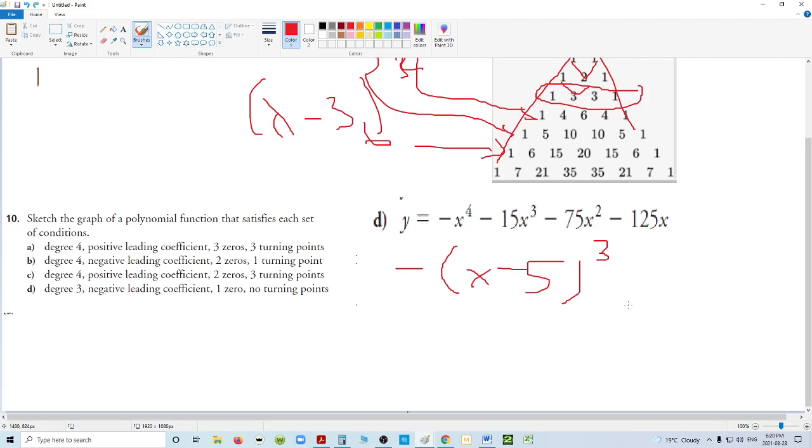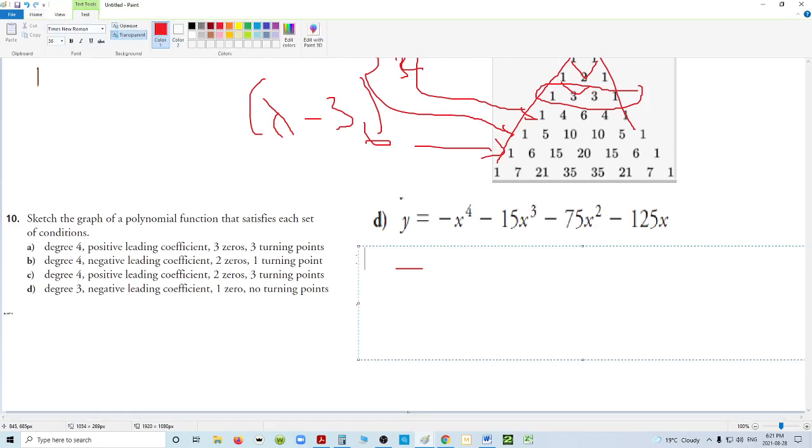What are we supposed to notice here? It looks like a 5. 5 cubed. 5 times 5 is 25, times 5 is 125. 5 cubed. But this is x to the 4. Oh, I see. There's an x in there already. So you've got to factor out minus x.